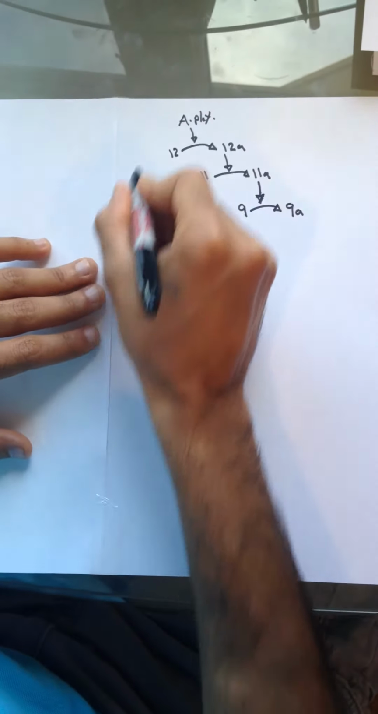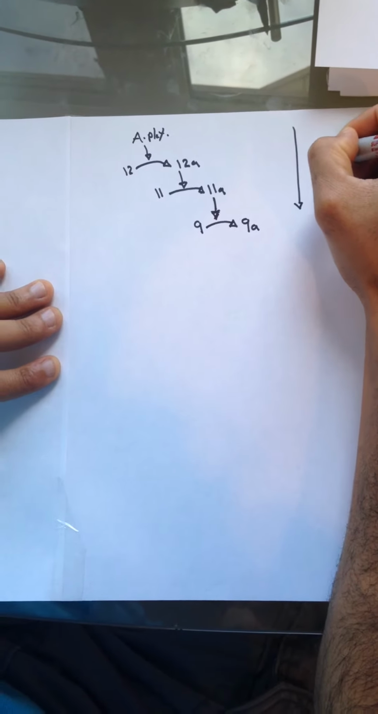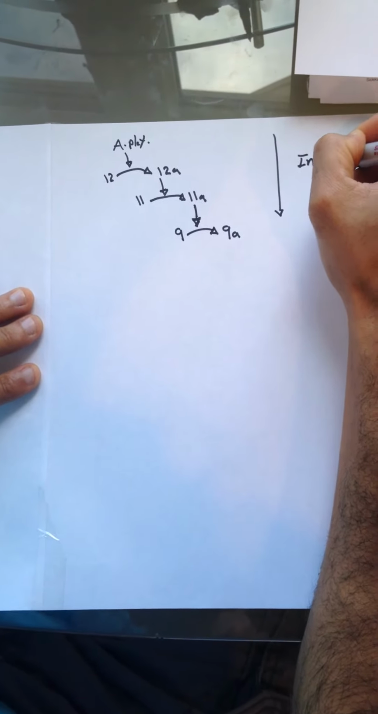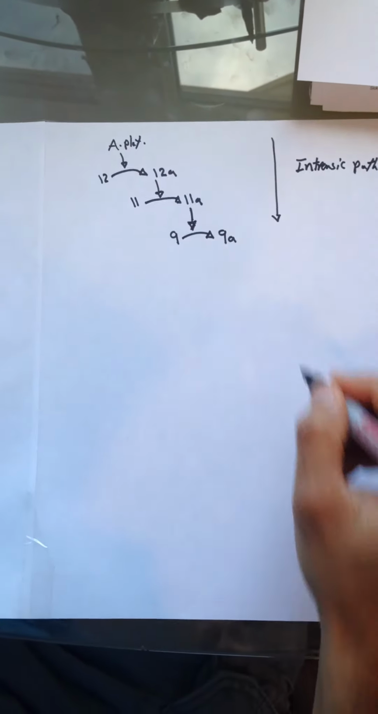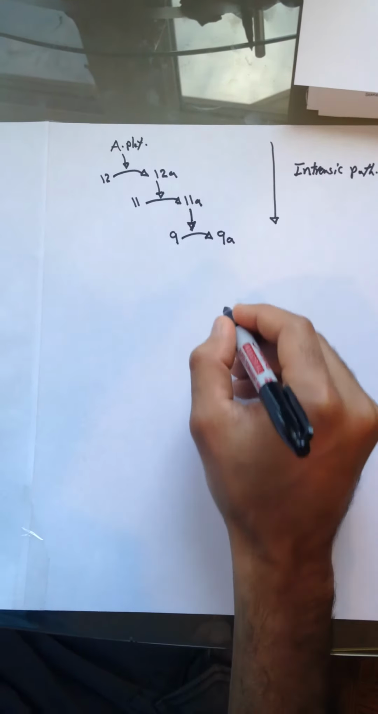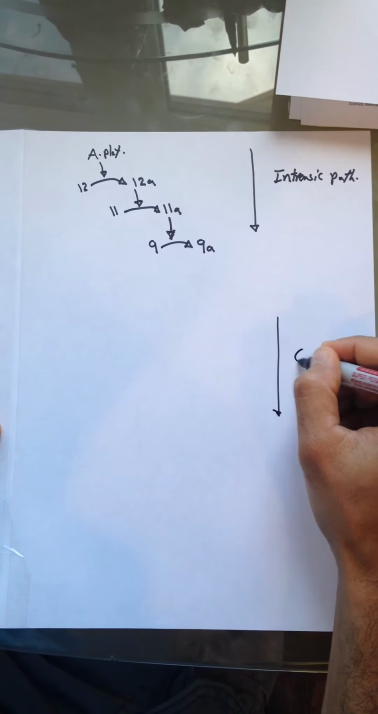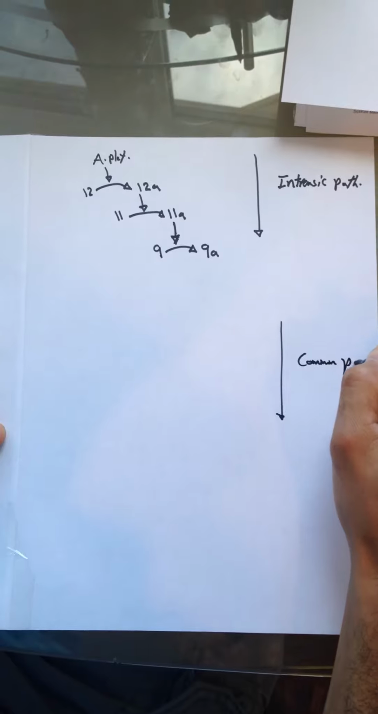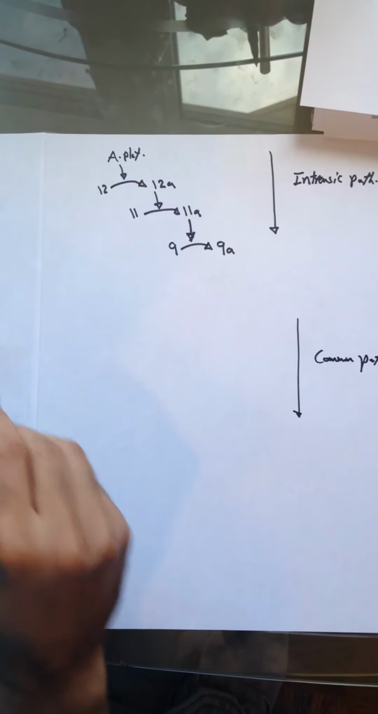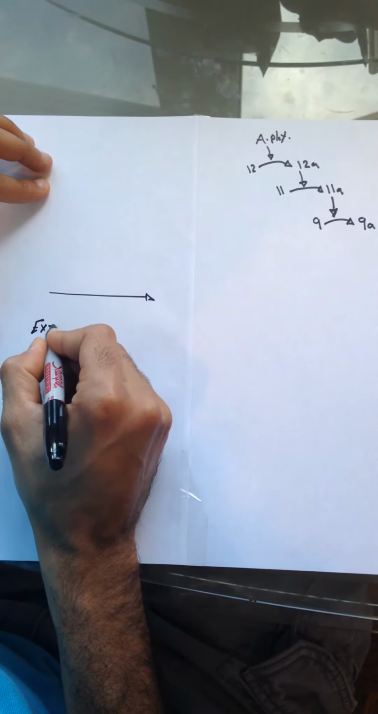This is up to here. This is our intrinsic pathway. We can think of the intrinsic pathway as a road on the highway, and it's going to join the common pathway down here, so we're going to put here common pathway. And there's another road that's going to join it from here, and that's the extrinsic pathway.